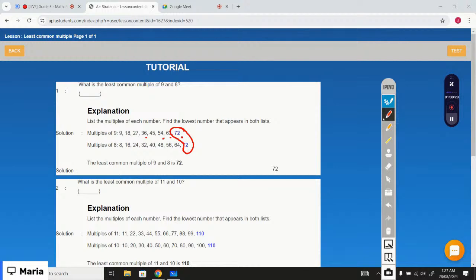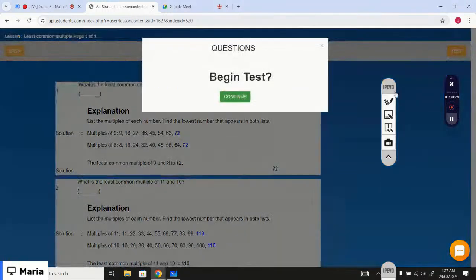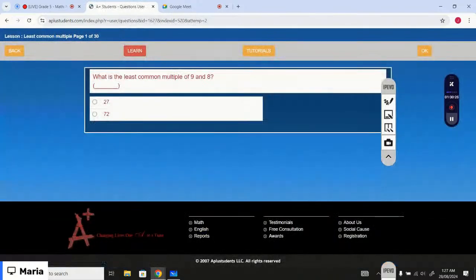Okay, let's just start with the test questions. Let's see how we write down the multiples. What is the multiple of 9 and 8? That's the same example we just did, right?